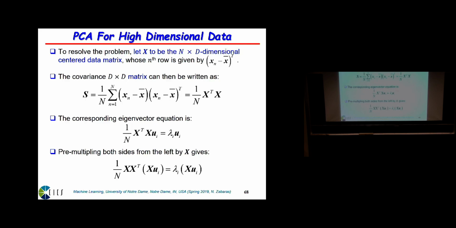D square. Say it again? D square. D cross D. So I have n data points of dimensionality D. What is the sample covariance dimensionality? D cross D. D square. Okay.